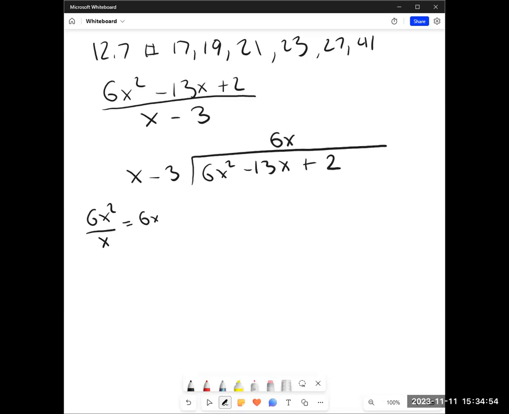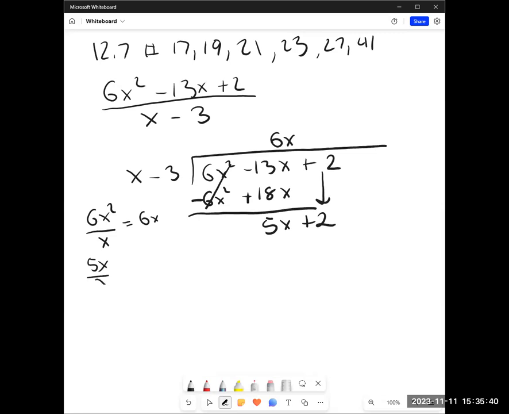We're going to write our 6x above the part that it is the same degree as, that part with just the x. And then I'm going to take 6x times x to give me 6x squared, and 6x times negative 3 to give me a negative 18x. Now to subtract, we're going to change our signs and add. And the leading term here should always zero out in each step. Negative 13x plus 18x is 5x. We're going to bring down our plus 2.